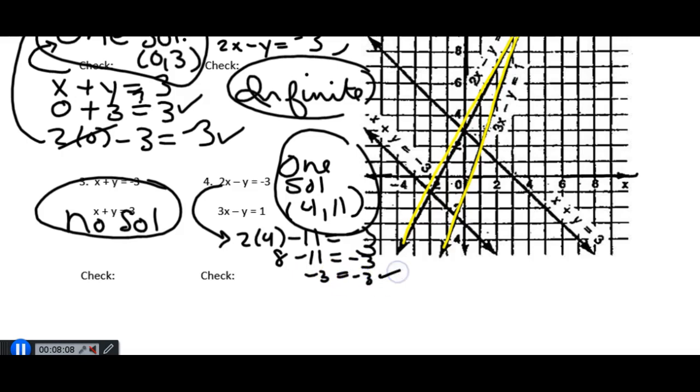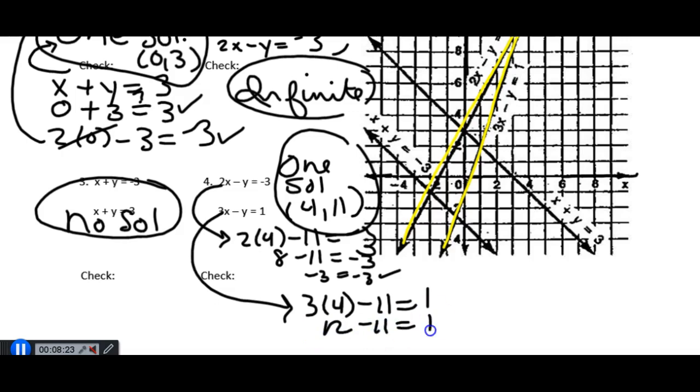That works. I'm going to check it in the second one. 3 times 4, because that's my x, minus 11 equals 1. So that's 12 minus 11 equals 1, and 1 equals 1. That's true, so it does work, and I know that my answer is correct. So anytime you have one solution, you should be plugging it in and checking it. And you do have to plug it into both equations.